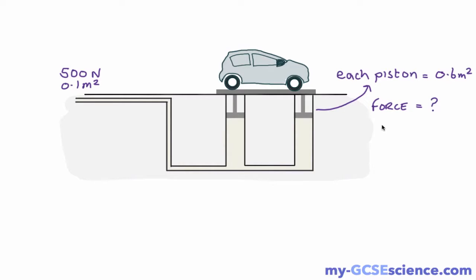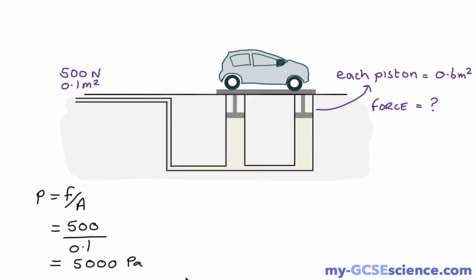So what's the force created by the pistons over here that are lifting up the car? Well, in the same way as we did before, we need the formula: pressure equals force over area. The force over this side is 500 newtons. The area is 0.1 meters squared. That gives us an overall pressure of 5,000, and you must remember the units, pascals.